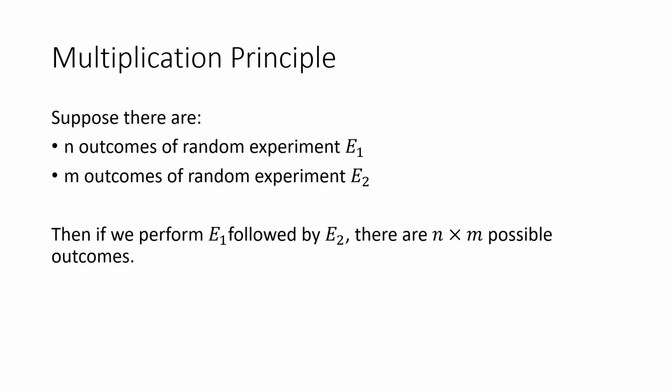So the most basic place we're going to start with counting is the multiplication principle. What the multiplication principle says is, if there are n possible outcomes for experiment E sub 1, and there are m possible outcomes of random experiment E sub 2, then if we perform E sub 1 followed by E sub 2, there are n times m possible outcomes for them together.